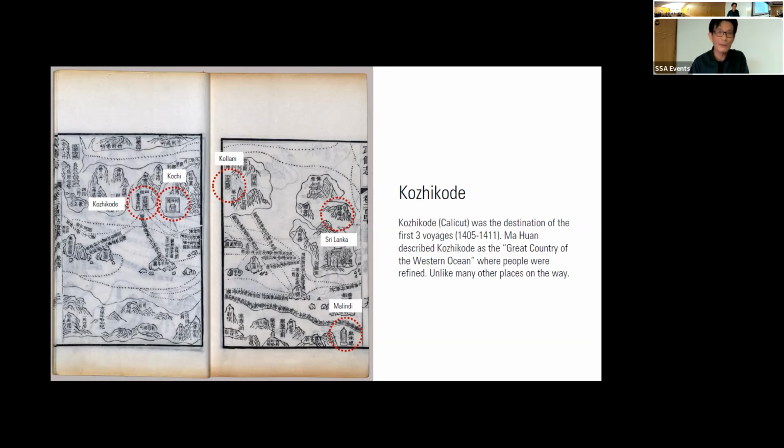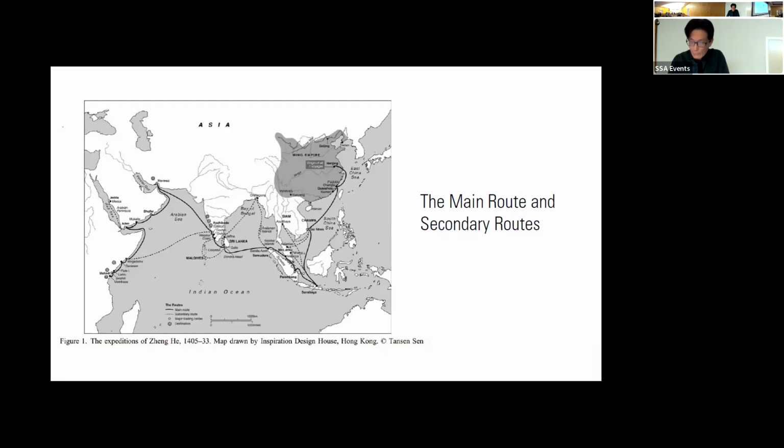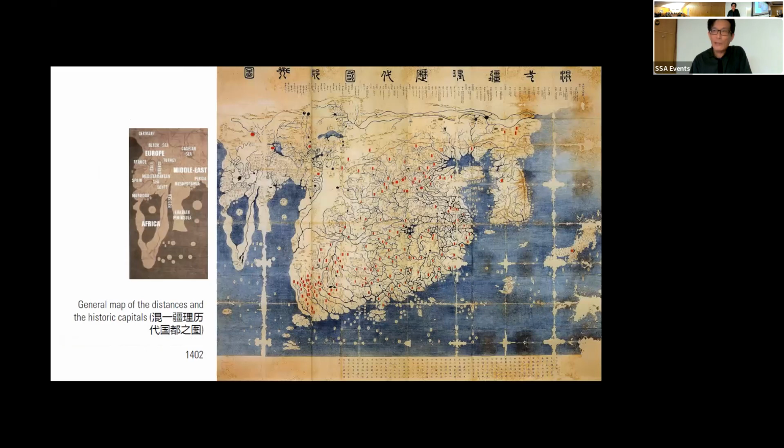So the contemporary map is drawn by Tansen Sen, who is a very outstanding scholar of the Silk Road. He drew this map to show the main routes and the secondary routes of the navigation. It's not that all Chinese maps at the time looked like that. I think those maps were really made for navigation.